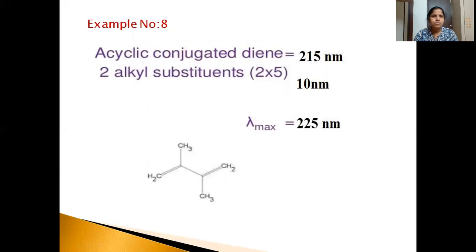Now this example is also the same thing. It is again a cyclic conjugated diene. What is the base value? Again 215. This part is trans, actually s-trans. So this part is the conjugated diene. And this is one alkyl substituent. This is another alkyl substituent. So two alkyl substituents are present. So 2 into 5 is 10. Total will be 225. The calculated lambda max is 225 nanometers.